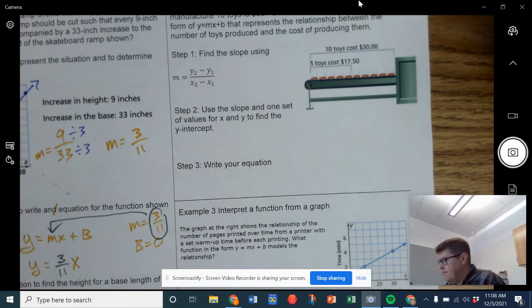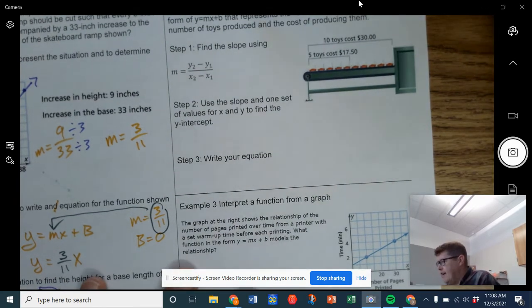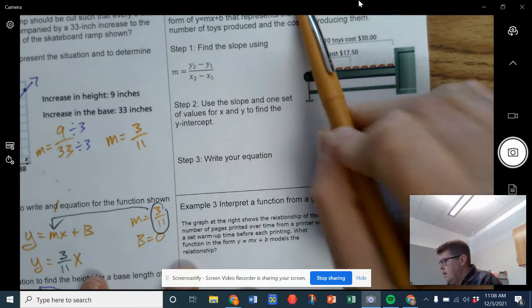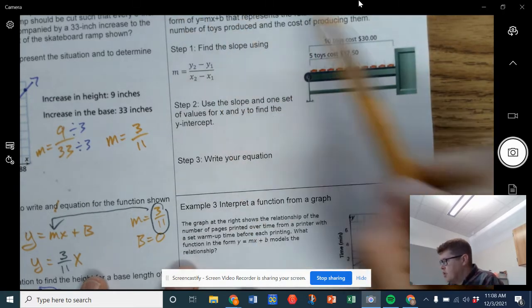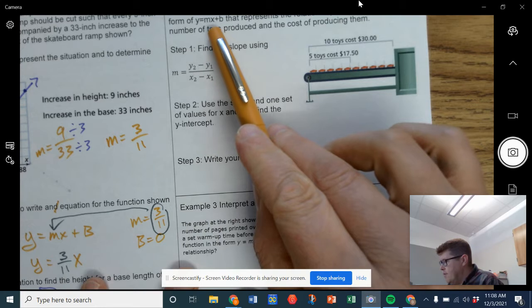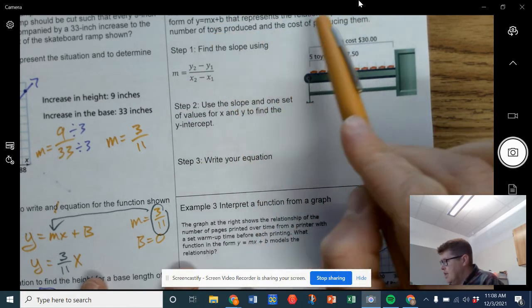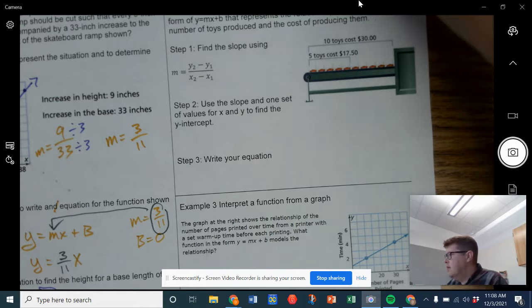Okay, write a function from 2 values. So we have a toy factory. The cost to manufacture 5 toys is $17.50, and the cost to manufacture 10 toys is $30. Construct a linear function in the form of y equals mx plus b that represents the relationship between the number of toys produced and the cost of producing them.